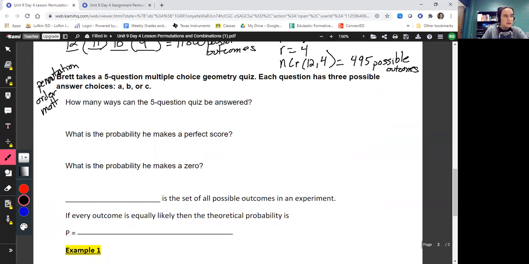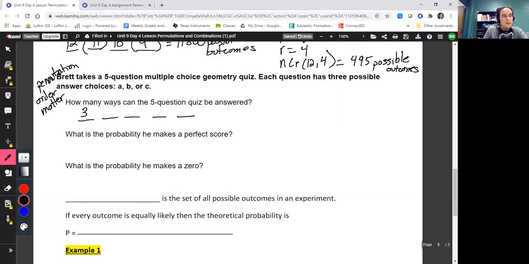And how many blanks are we going to have? 5 blanks, because it's a 5-question quiz. And then how many options do we have for the first question?